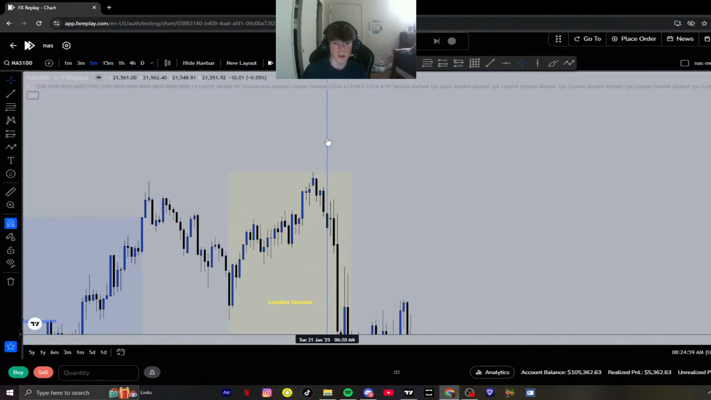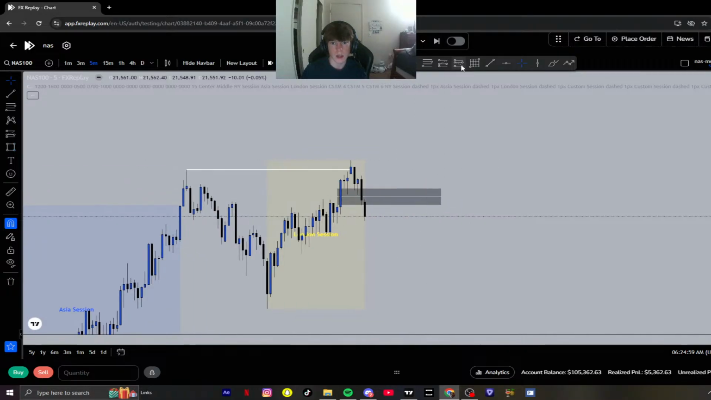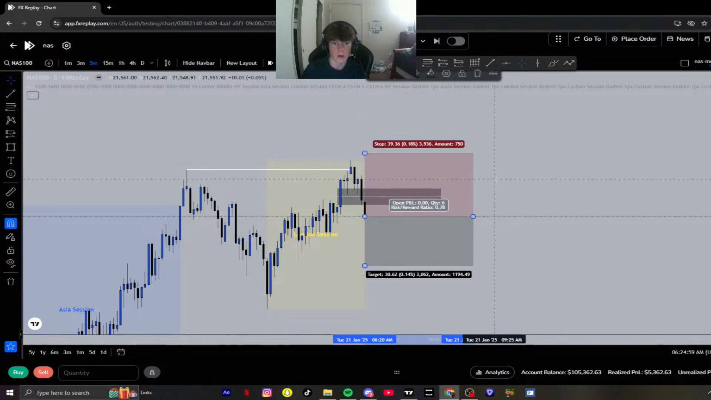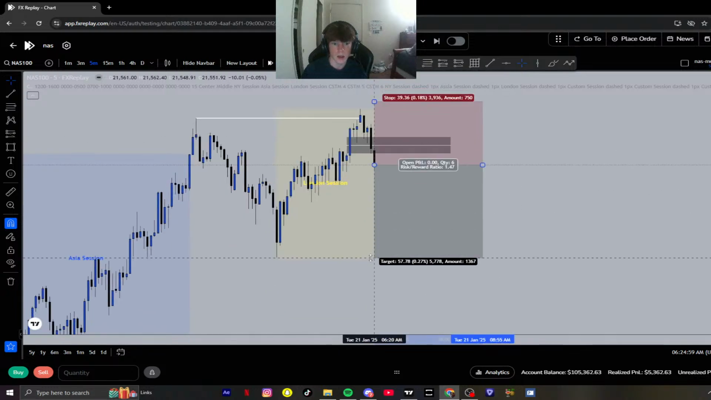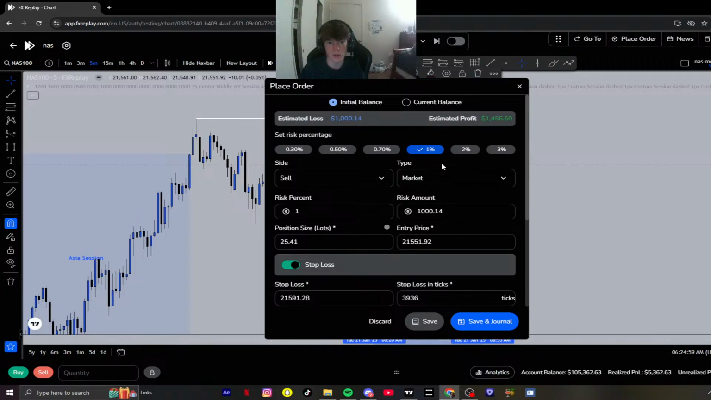So if your thing is inverse fair value gap, or liquidity sweep inverse fair value gap, you could go liquidity sweep right here, inverse fair value gap right here. Enter short off this, stops again at liquidity or slightly above liquidity right there, and then target previous liquidity. That's 1.46. Press Alt M on your keyboard, risk 1% of your account, click save, or save in journal.